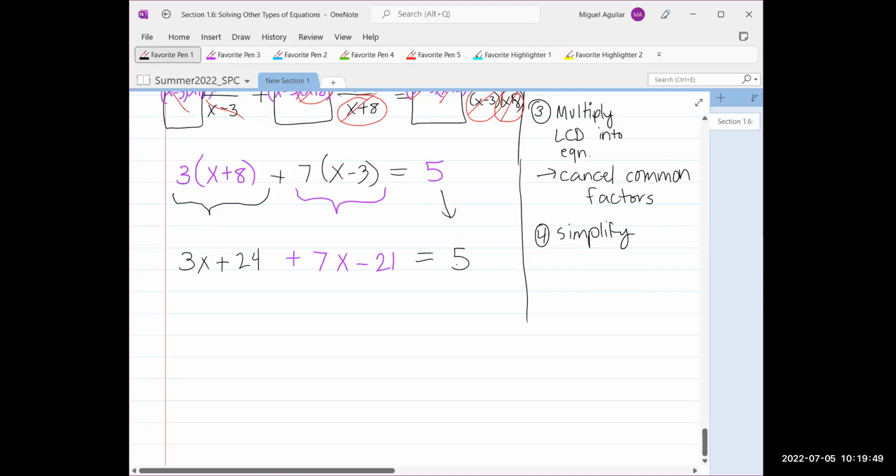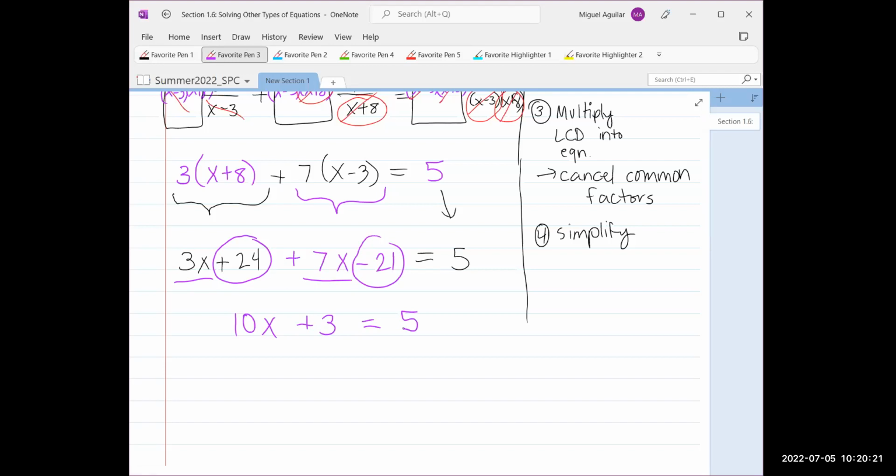Okay. We've distributed. Now we need to combine like terms. So we could combine like terms here and here. That would be 10x, right? And then 24 minus 21 is 3, positive 3, equals 5. Okay. So now that we've simplified the equation, what type of equation is this?